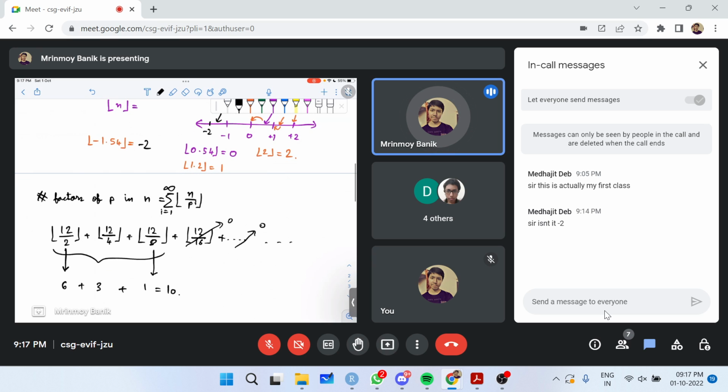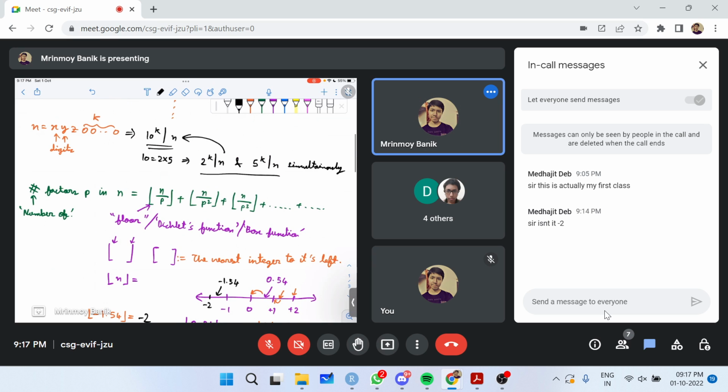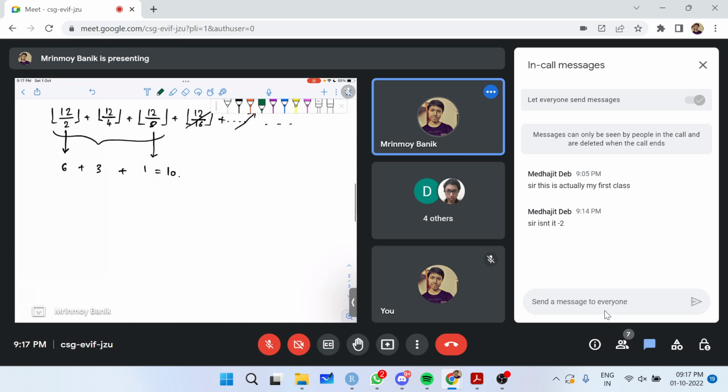I'm not actually giving that factorial. Sorry for that, actually. So I wanted to say the number of factors of p in n factorial, right? Not the number n, obviously.